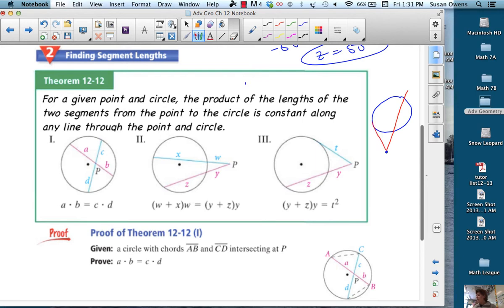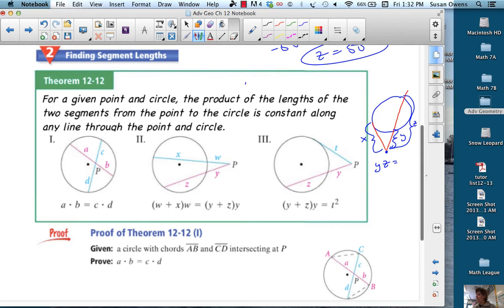And what they're saying is if I take the lengths from that point to the two places it crosses the circle, or if it's tangent, the place where it crosses the circle twice, you do it twice, then the product of those are constant. So if I call this x, and I call this y, and then this from the second point all the way back, I call this z, then what they're saying is the product of the two lengths along the one line, so yz, is the same as any other line that I would draw.